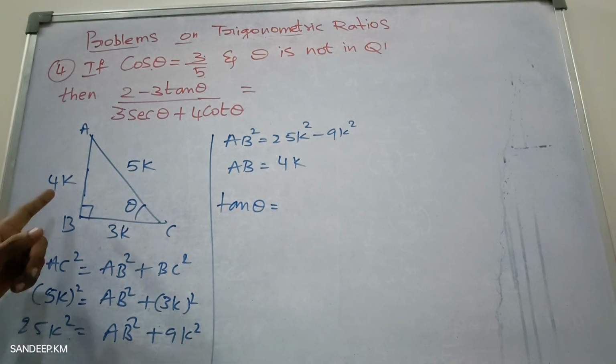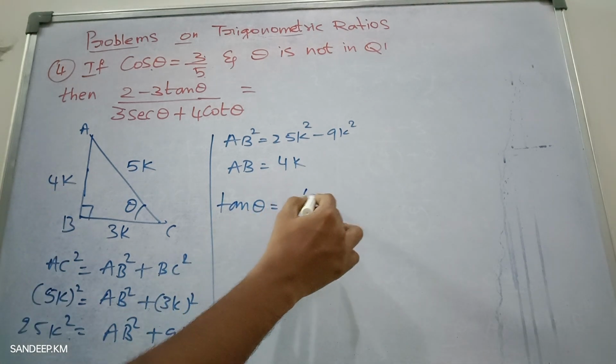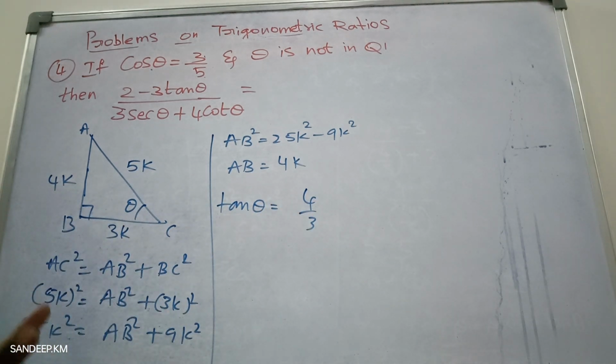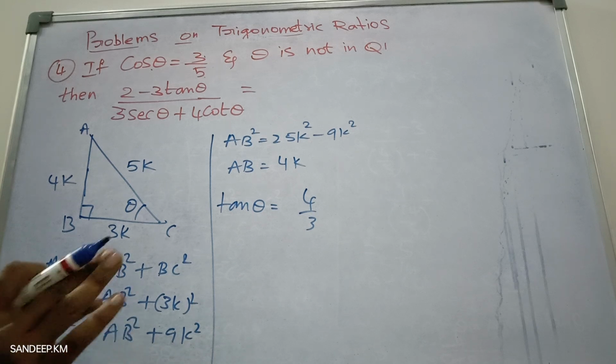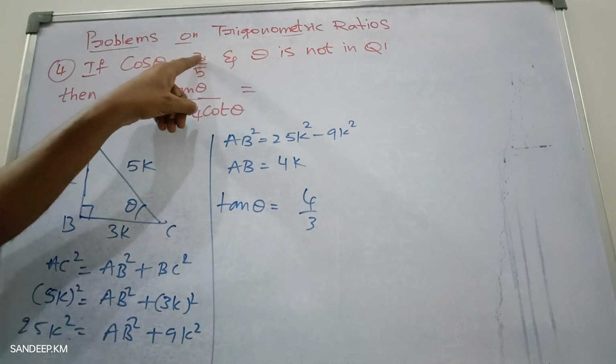Tan theta is equal to opposite by adjacent. Correct or not? 4k by 3k is 4 by 3. But remember, it is not always positive. Come back to the question. Cos theta is 3 by 5.